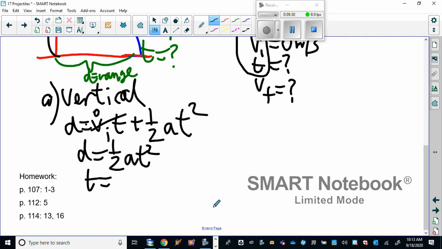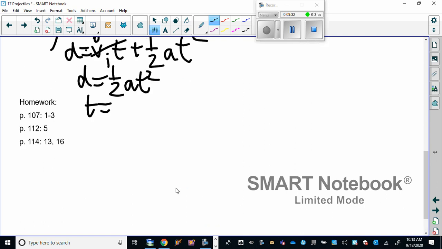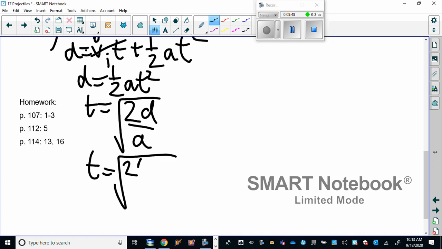T equals, hopefully you've done this enough times so that you've got it memorized, the square root of 2d over a. Plug in the numbers that you have and get the answer. And you'll note that the negatives cancel each other out, which is great because you can't take the square root of a negative number, and you get an answer of 1.75 seconds.